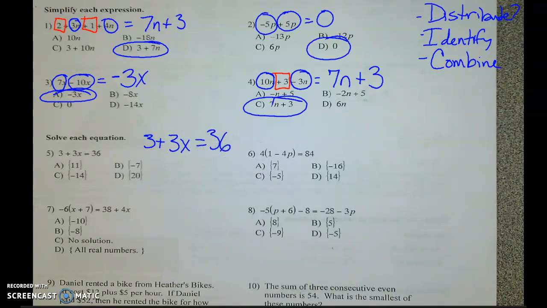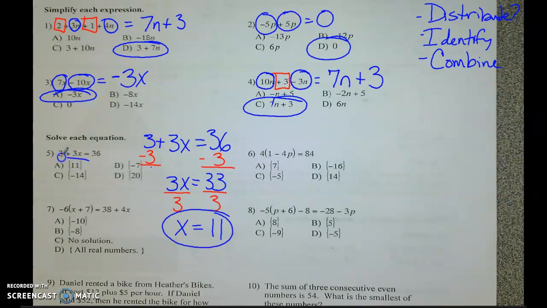Okay, so first thing that I'm going to do is move the constant because my goal is to get the variable by itself. 3 minus 3 is 0. That's going to leave me with 3x equals 33. Then I'm going to move the coefficient. Divide by 3. Divide by 3. So that gives me x equals 11. So that means A is the answer.